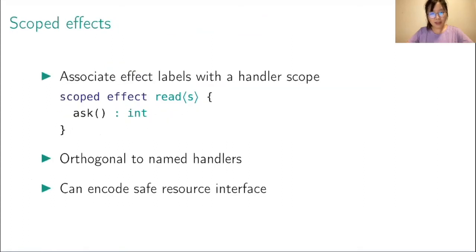We formalize the idea of ensuring well-scopedness using rank-2 types as scoped effects, which essentially associate effect labels with a handler scope. Note that scoped effects are an orthogonal idea to named handlers, and the scoped effects themselves can be used to encode interesting applications like a safe resource interface. Next, we illustrate the idea of using scoped effects to encode a safe resource interface.